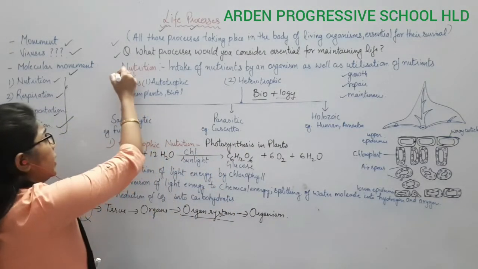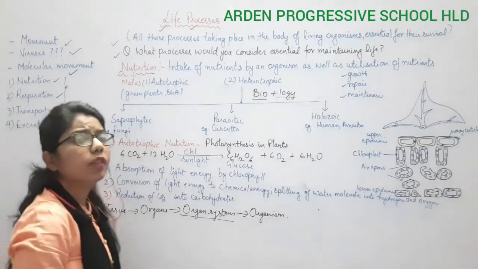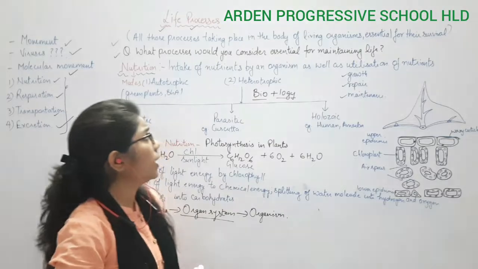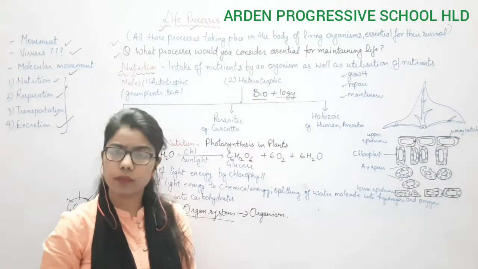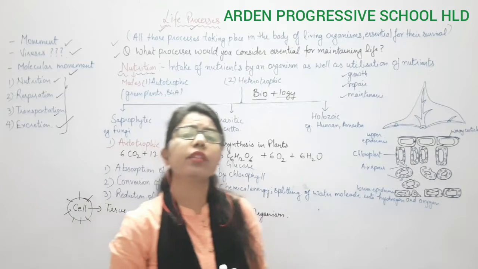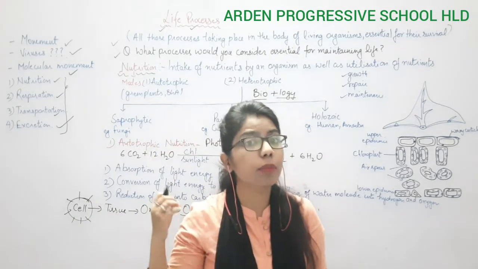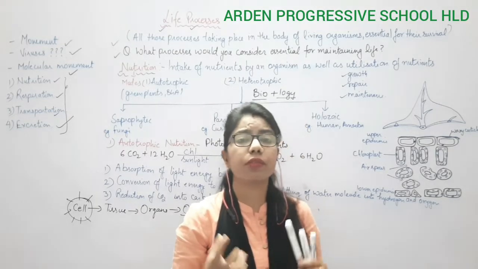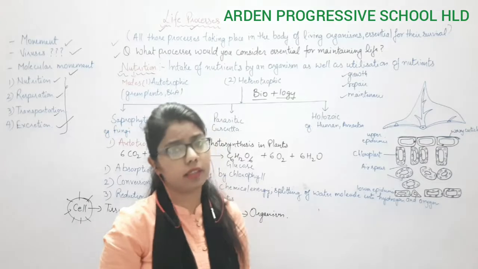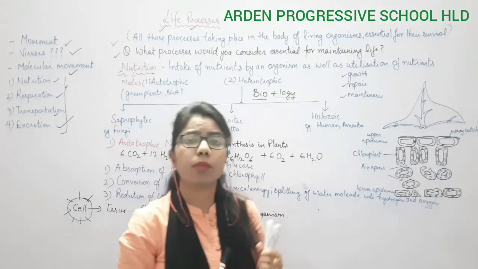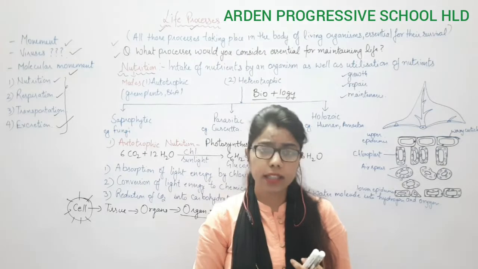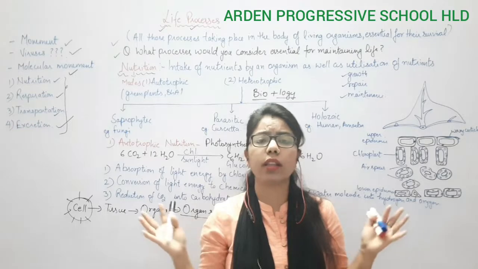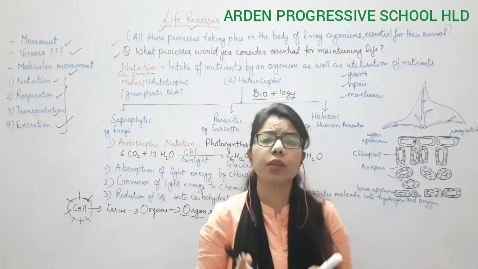Now comes the next one, that is nutrition. What do you understand by nutrition? Nutrition means that whatever food we are taking, we all require food, it should contain some nutrients. And what are those nutrients? These nutrients are the substances which contain all the essential things, like carbohydrates, proteins, fats, vitamins, minerals. So all these combined form the nutrients, right?